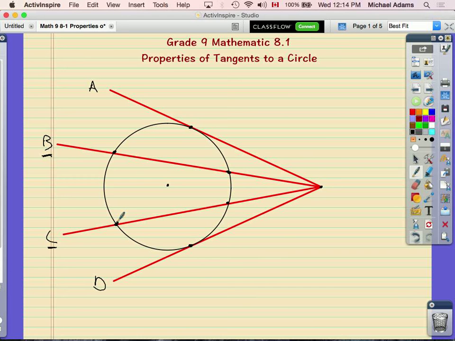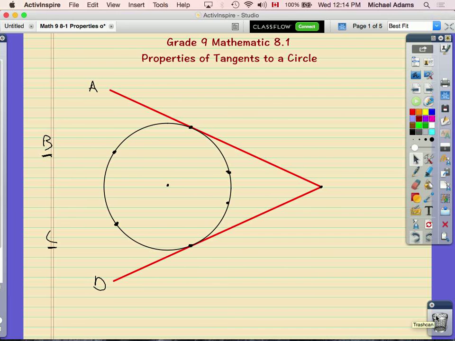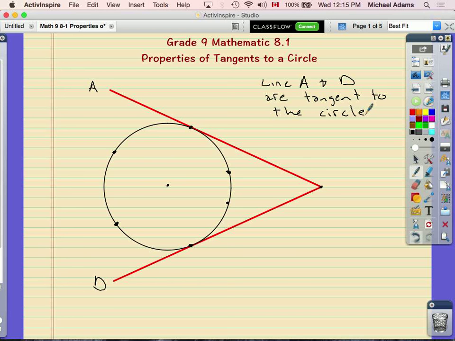So they're not tangents. What I'm going to do is get rid of this line, and I'll get rid of this line, so we just work with these lines. Now, lines A and D we say are tangents. I'll just write that down. Line A and D are tangent to the circle. Why are they tangent to the circle? Because they intersect the circle only once, and that's super important.